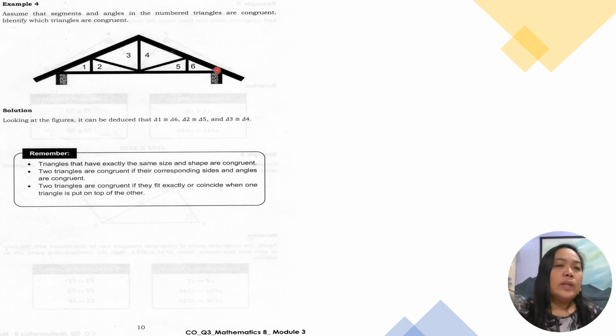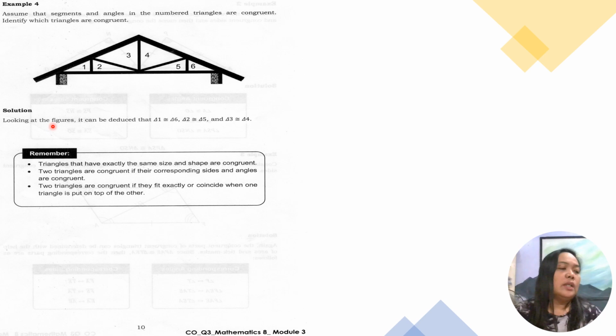Let us now proceed to example number 4. Assume that segments and angles in the numbered triangles are congruent. Identify which triangles are congruent. Given here in the illustration, we have a pair of angle 1 and angle 2, angle 3 and angle 4, angle 5 and angle 6. Which among the pairs here are congruent?